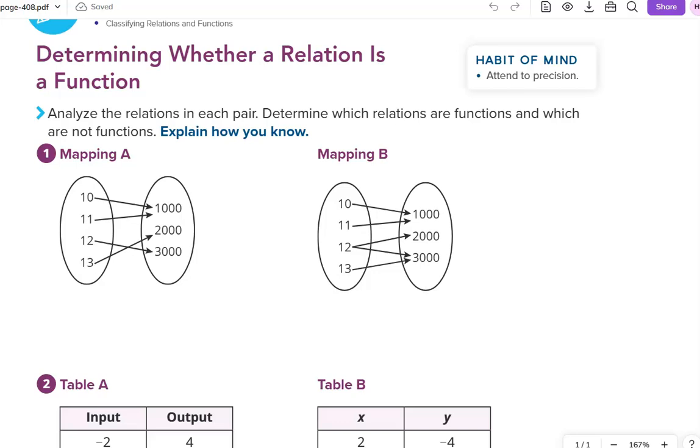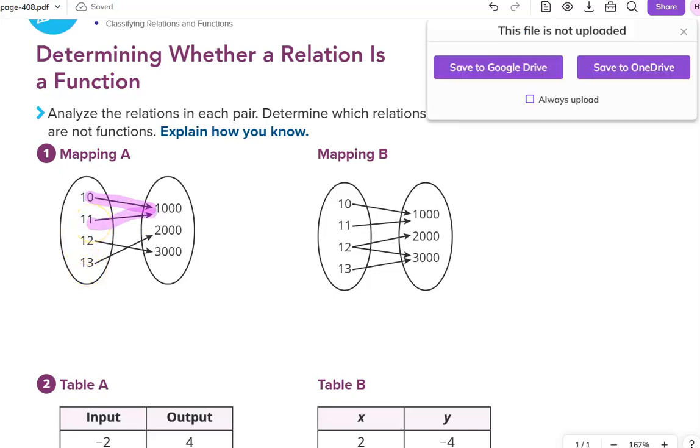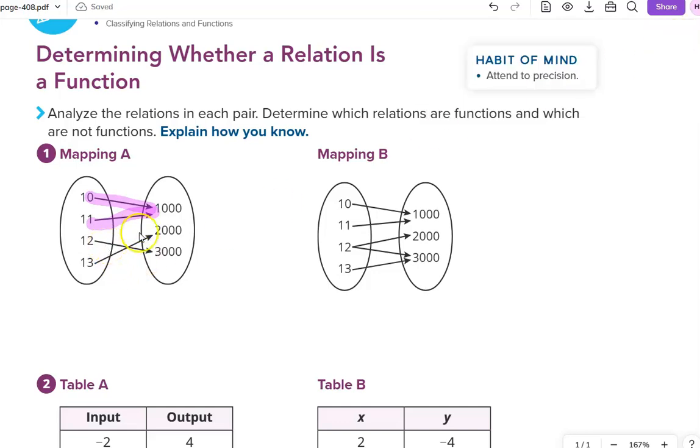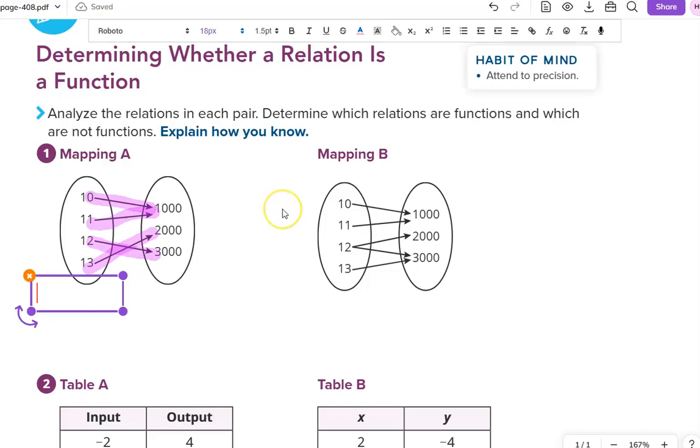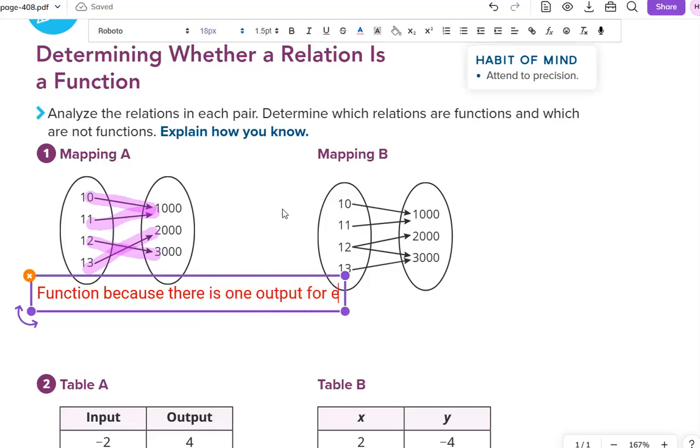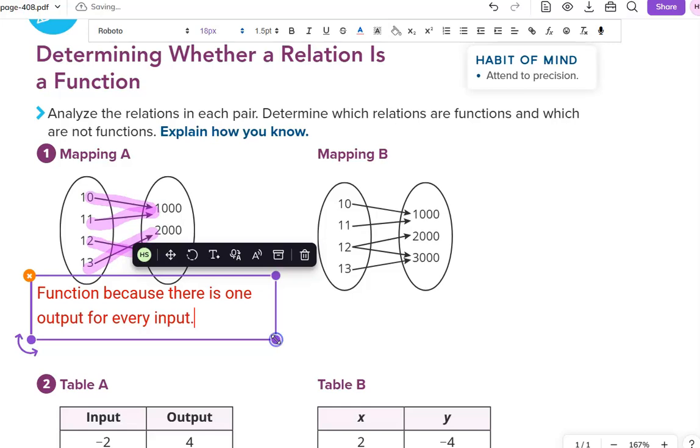Okay, so I'm going to start with mapping A, 1A. So I'm going to mark it up so I can see it. So 10 has 1 arrow, so I'm good. 11 has 1 arrow, so I'm good. Remember, I'm not worried about my outputs. I'm just worried about my input arrows. 12 has 1 arrow. 13 has 1 arrow. So this one is a function. So it's a function because there is 1 output for every input. I don't have 2 inputs for an output. I have 1 input for every output.